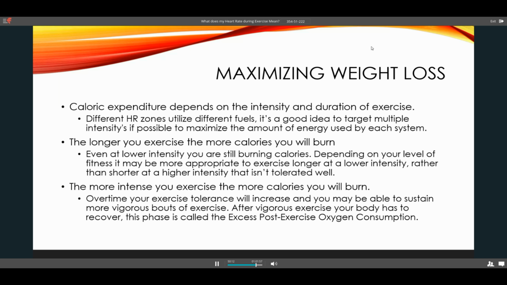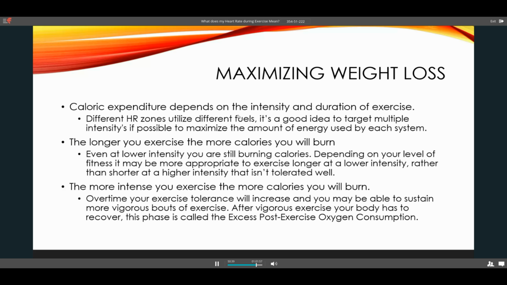So the more intense you exercise, the more calories you're going to burn. Over time, you're going to notice that your exercise tolerance will increase, and you're able to sustain more vigorous bouts of exercise for a longer period of time. I want everybody to be aware that after vigorous exercise, your body has to recover. And this stage is what we call your EPOC. This is your excess post-exercise oxygen consumption.